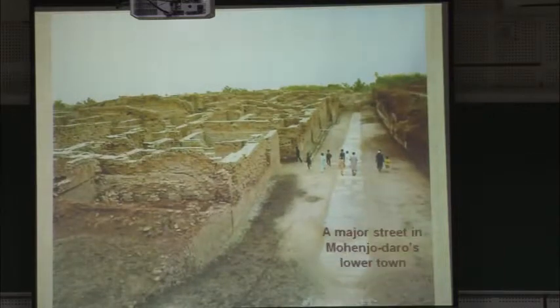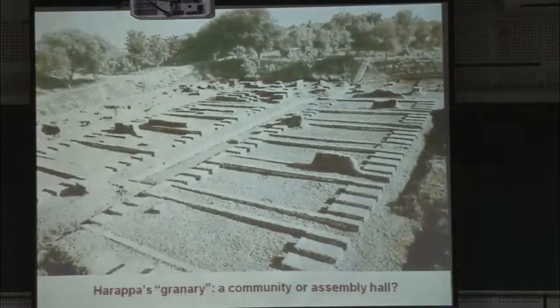Otherwise, no. This is a major street in lower Mohenjo-daro, which is also certainly planned, but then things get a little less neat because of the compactness of the habitations. It's estimated that at least 50,000 people would have lived in ancient Mohenjo-daro.